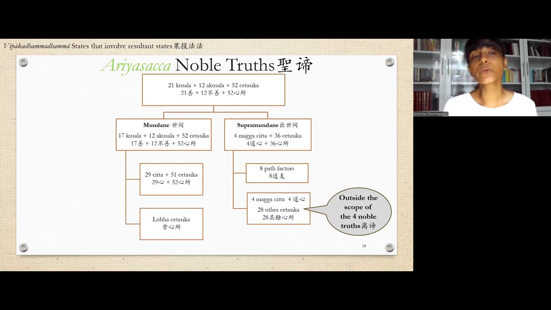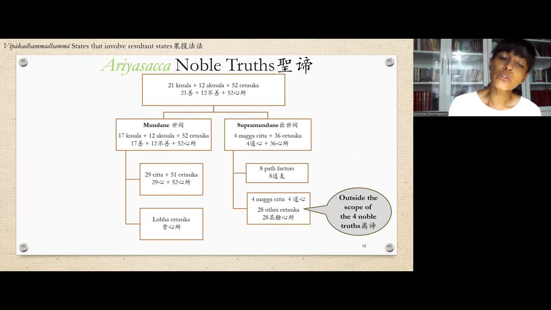And now we come to ariya sacca. Again, we will look at all the analytical states, the 21 kusala, 12 akusala, and the 52 cetasika. Then we will classify them into mundane and supramundane categories. Under mundane, out of the 21 kusala, we get 17 kusala. The remaining 4 kusala are the supramundane, or the 4 magga citta. Then we also get 12 akusala under mundane and a total of 52 mental factors. Under supramundane, along with the 4 magga citta, we get 36 mental factors.